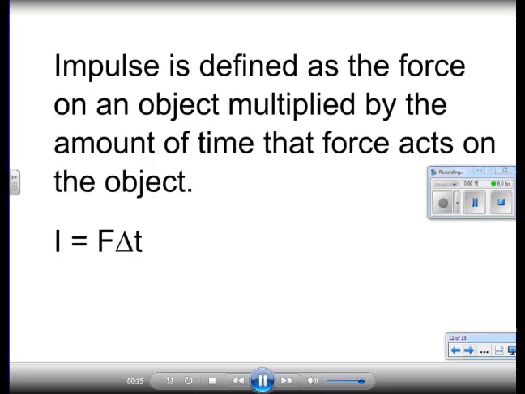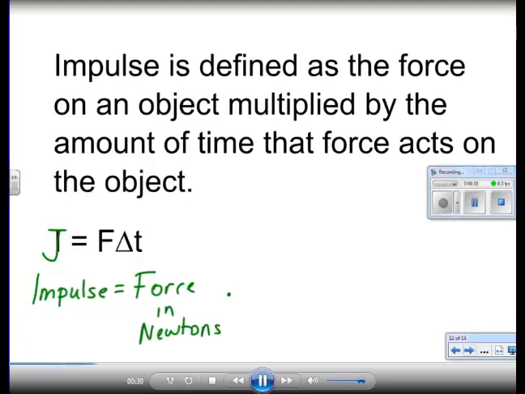The variable that represents impulse on the AP equation sheet is a J, and impulse equals force in newtons times time in seconds. Therefore, the unit on impulse is the Newton second.